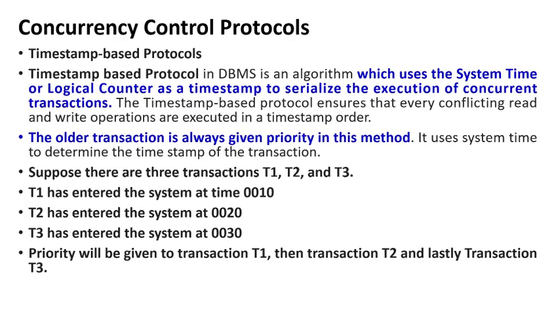Timestamp-based protocol uses the system time or a logical counter as a timestamp to serialize the execution of concurrent transactions. It ensures that every conflicting read and write operation is executed in timestamp order. The older transaction is always given the priority in this method. For example, suppose there are three transactions T1, T2, and T3. T1 has entered the system at time 12:10, T2 at 12:20, and T3 at 12:30. Priority will be given to transaction T1, then transaction T2, and lastly, transaction T3.